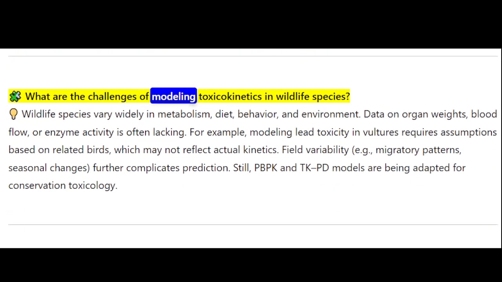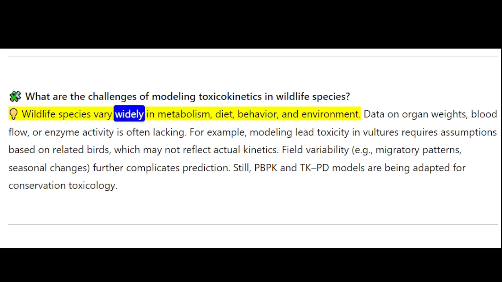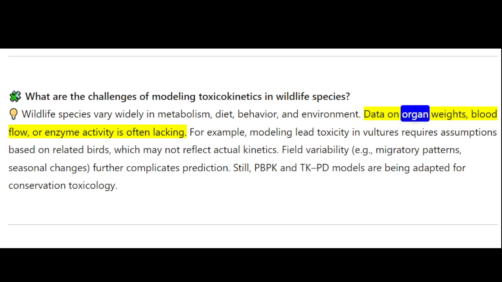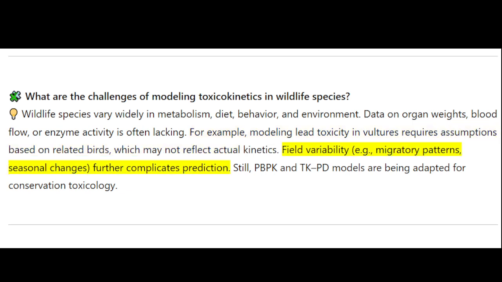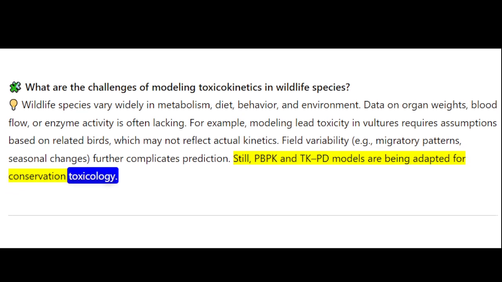What are the challenges of modeling toxicokinetics in wildlife species? Wildlife species vary widely in metabolism, diet, behavior, and environment. Data on organ weights, blood flow, or enzyme activity is often lacking. For example, modeling lead toxicity in vultures requires assumptions based on related birds, which may not reflect actual kinetics. Field variability, for example, migratory patterns and seasonal changes, further complicates prediction. Still, PBPK and TKPD models are being adapted for conservation toxicology.